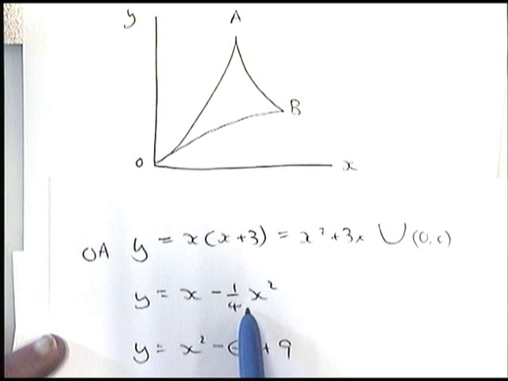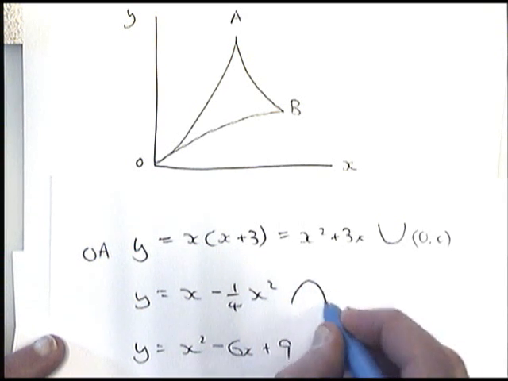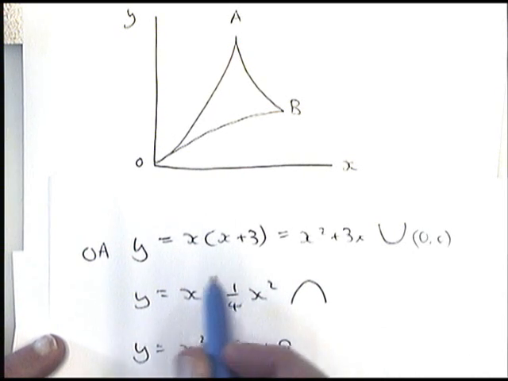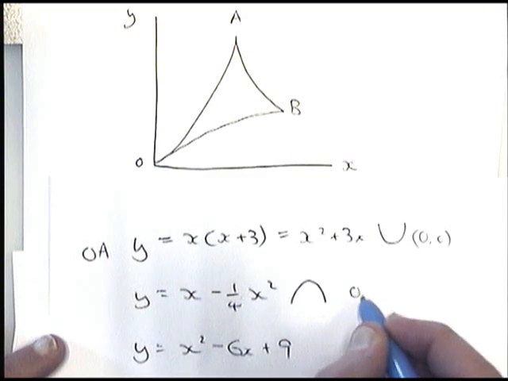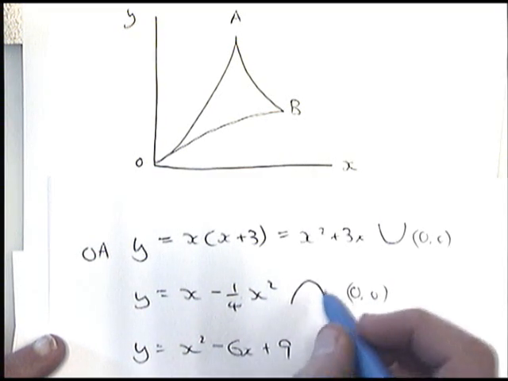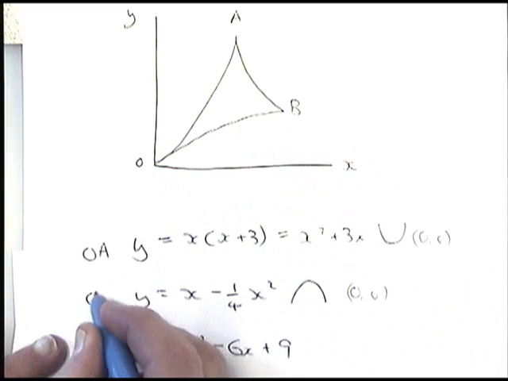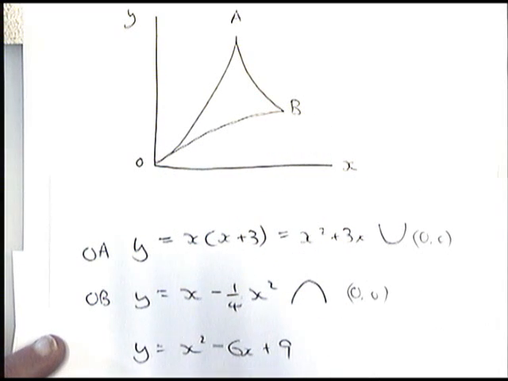This one, again, it's a quadratic, but it's got a negative amount of x squared, so that's going to be a sad quadratic, that sort of way up. When x is 0, the value of that is 0, so y is 0. It also goes through the origin, so that is going to be this one here. The OB is part of a sad quadratic, so that's the curve OB.